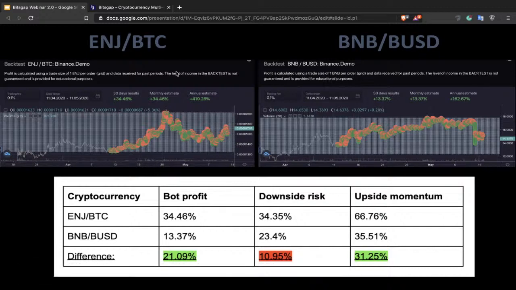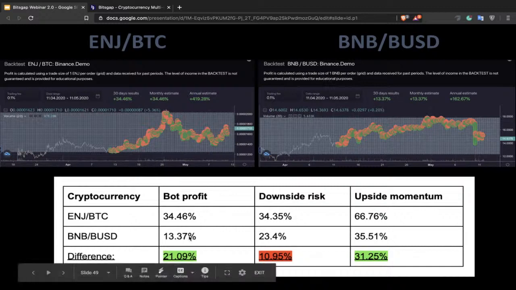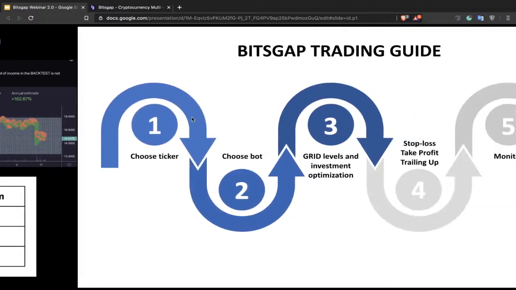If you are a risk taker, then you are looking for those cryptocurrencies that have higher volatility and higher returns for a given period of time in bot profit. But if you are risk averse and you are quite conservative when it comes to risk, then you are looking for those that offer lower returns, but as a price of that, they have a lower risk. All right, so here's how you can use backtesting.